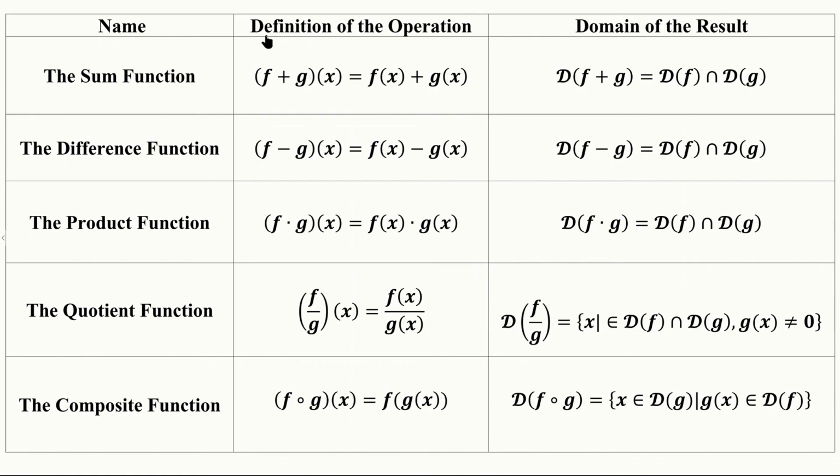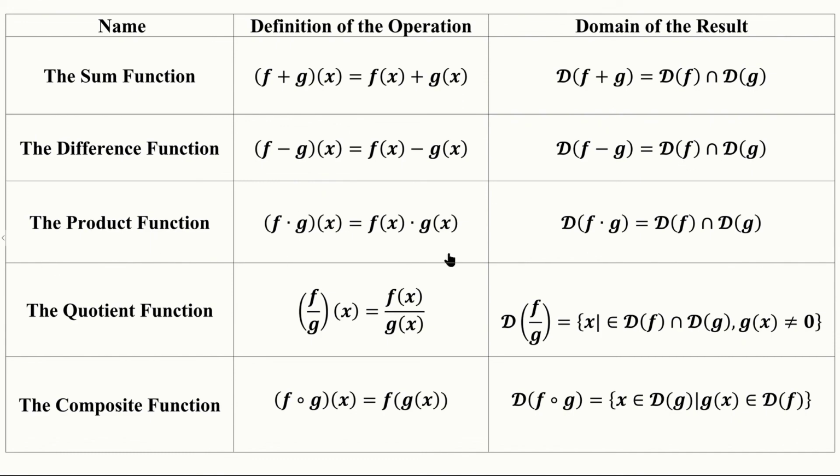Okay, now just to summarize, here are the functions that we learned about today. We learned about the sum function. All of these, of course, depend on the fact that we have two functions, f and g, right? So the sum function is just f plus g of x, which gives us f of x plus g of x, with the domain being the intersection of the two domains. Then you have the difference function, which is just f minus g of x, which is f of x minus g of x. Again, the domain of f minus g being the intersection of the domains.